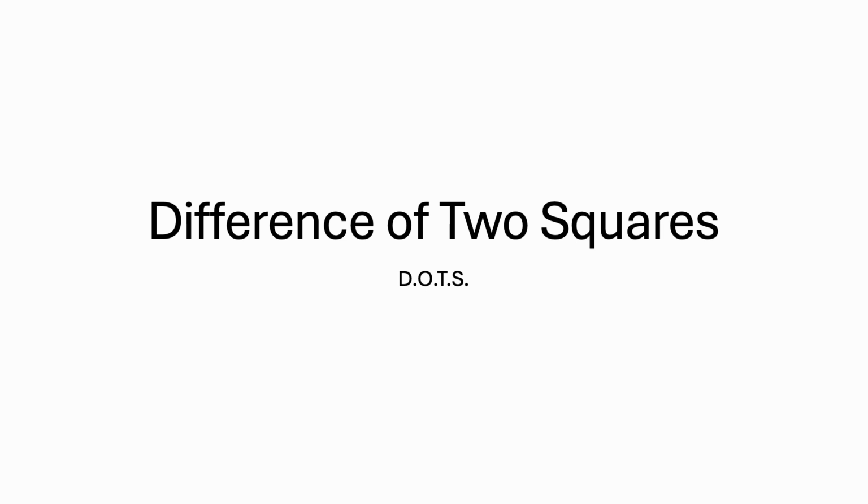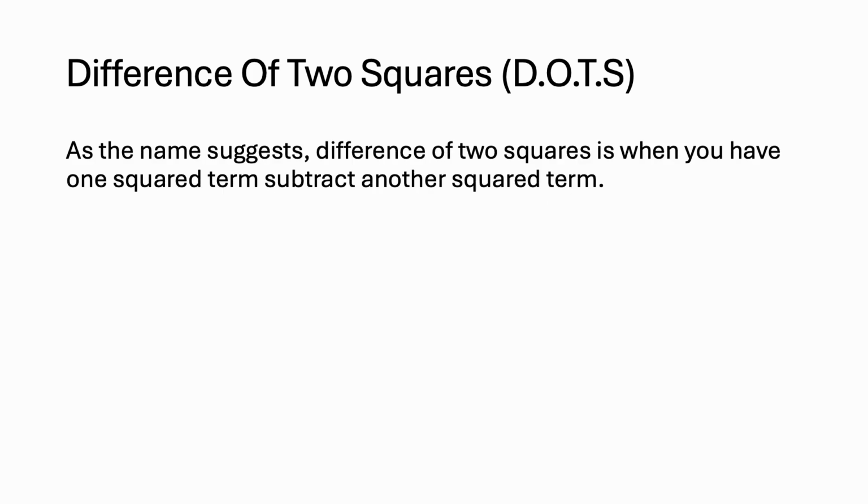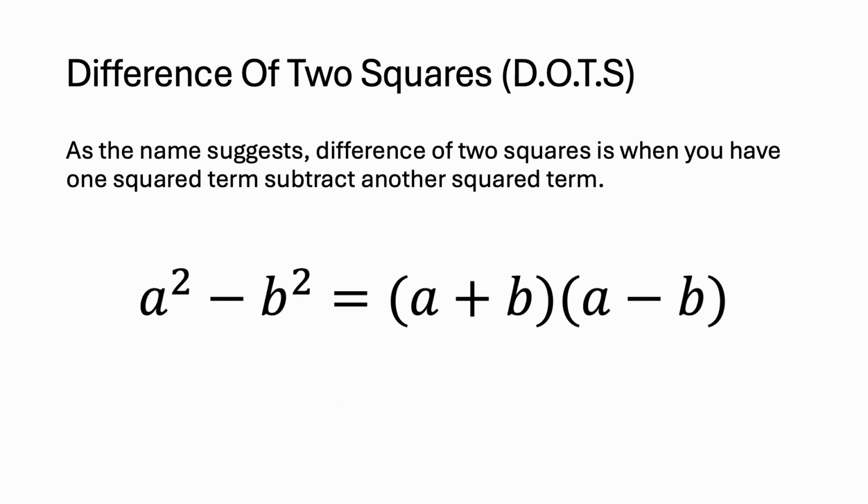Okay, now we're going to look at differences of two squares. As the name suggests, the difference of two squares is when you have one squared term subtract another squared term. So we tend to see it in this sort of format: a squared minus b squared. These a squared and b squared are squared terms.